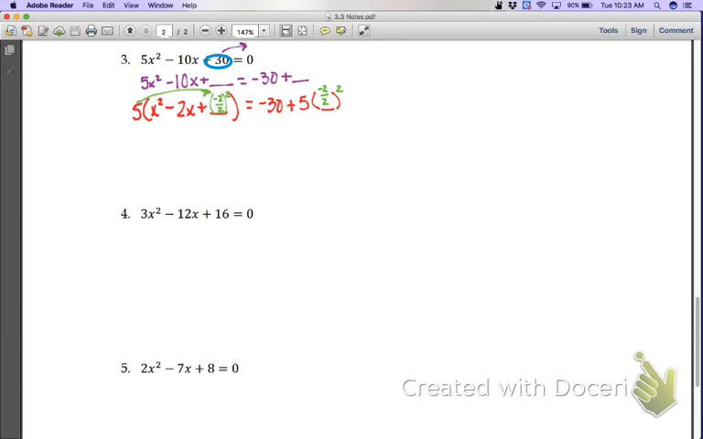Now, this is why I do not rewrite. This is why I just skip straight down. I still have the 5 outside. That just dropped down. What's going to be in my binomial squared? X minus 1. Now, how did I get the minus 1? What's negative 2 divided by 2? Negative 1. I'm doing the same thing every time. I'm taking whatever that middle term is, and I'm going to divide it by 2.